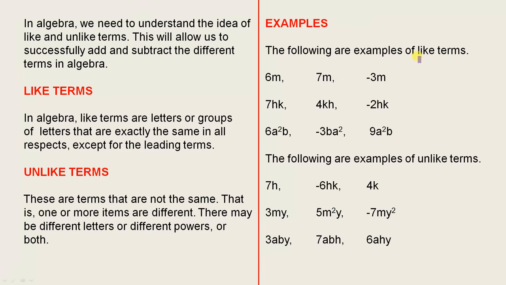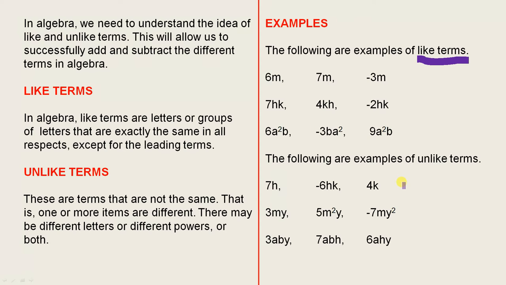Let's look at some examples here. Firstly, like terms. Those three are like terms because the letters are exactly the same and the powers are all one. The leading terms are different, but that doesn't matter. We're only looking at the letters. Here, the three terms are like terms because we have H and K in each term. It doesn't matter about the order. And here, those three are like terms because we have A and B, and in each case, we have A squared and B to the power of 1. Doesn't matter about the order.